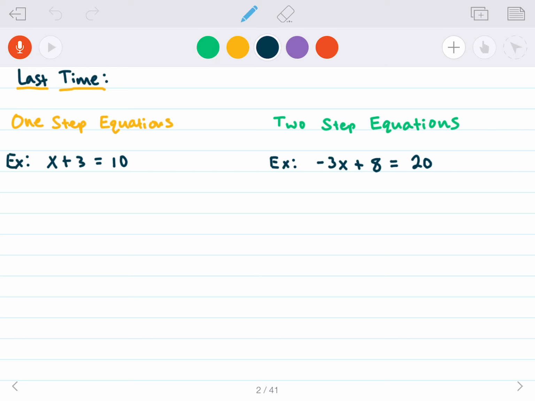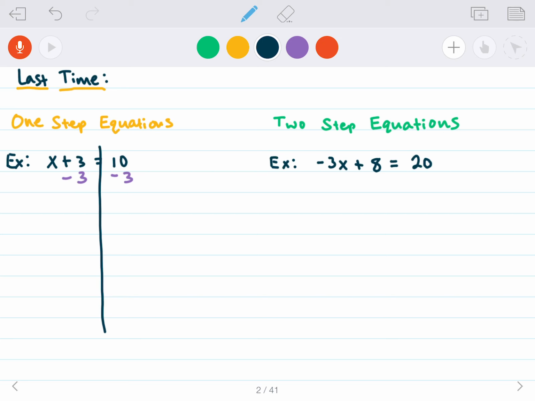So what I like to do is just draw a line through the equal sign showing that the left and the right side are different entities. And the goal is to get the variable by itself. So we're working on the left side for this one, and we want to get rid of what's happening to x. Okay? What's happening to x is addition by 3. So we want to do the opposite of that, which is subtraction by 3. So we have to subtract 3 from both sides to keep the scale balanced.